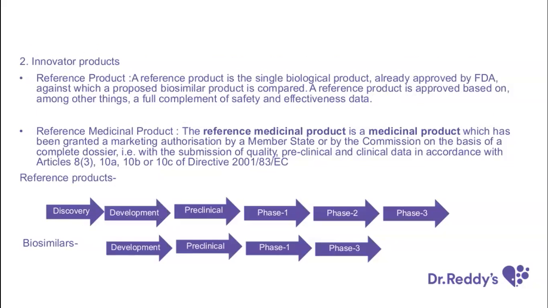So this is the reference product. If you take the FDA, they call this innovative product a reference product, in short RP. In the case of the EMEA, the European Union, they call this a reference medicinal product. So these are the different abbreviations they use for the innovative products, RMP and RP.